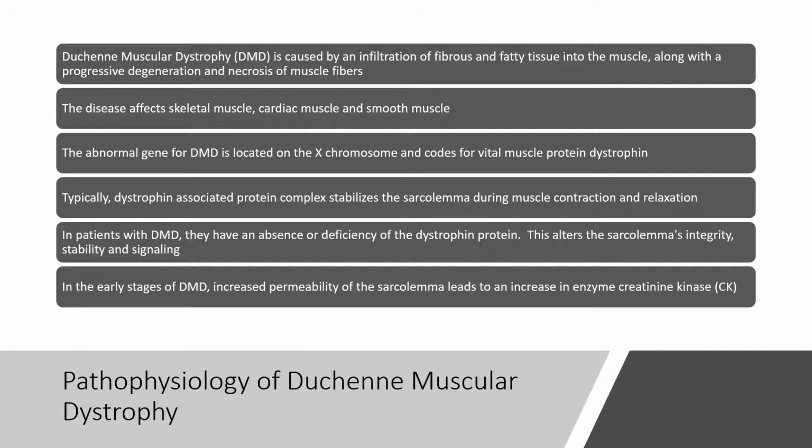The abnormal gene for DMD is located on the X chromosome and affects the protein dystrophin. Typically, dystrophin stabilizes the sarcolemma during muscle contraction, but in DMD, the patient has a deficiency of the protein or a lack altogether. And this gene leads to altered stability of the muscle fibers and ultimately leads to a progressive weakening of all muscle types. In the early stages, it results in increased permeability of the sarcolemma, and you'll see an increase in the enzyme creatine kinase.